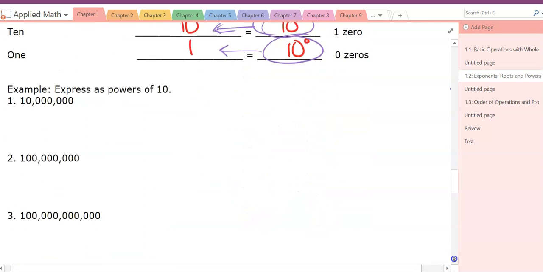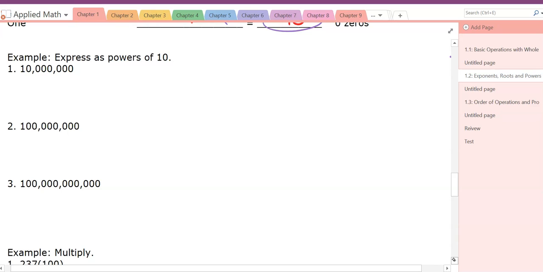So if we want to look at some examples and express them as powers of 10, all you need to do is write a 10 and then count the number of zeros that you see. So for this first one, we should see 7 zeros. For number 2, there are 8 zeros. And for number 3, there are 11 zeros.